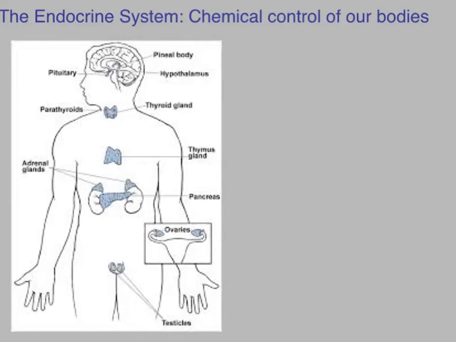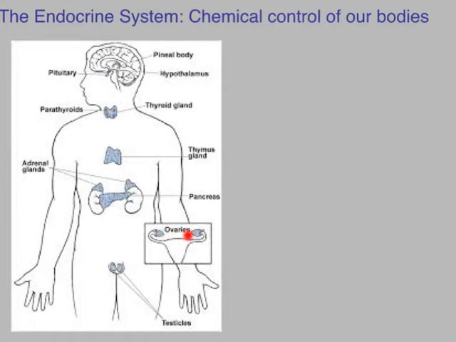Then a little bit lower in the body we have a few more glands. We have the adrenal glands, which are directly on top of the kidneys. Then we have the pancreas, which we've talked quite a bit about as part of the digestive system. It has different cells located inside of it. Some of them are obviously involved in the digestive system, and the others are involved in the endocrine system. And we'll talk about these things later on.